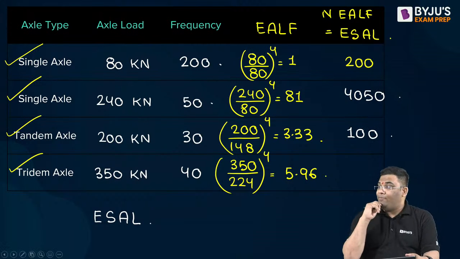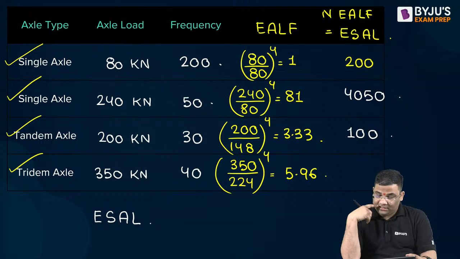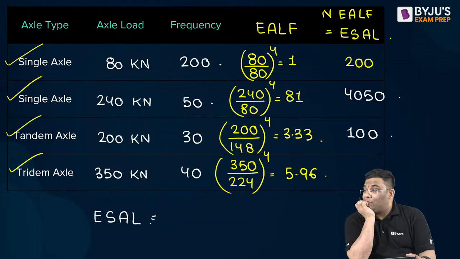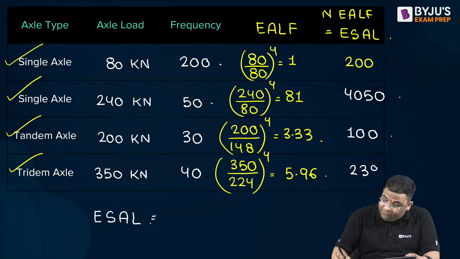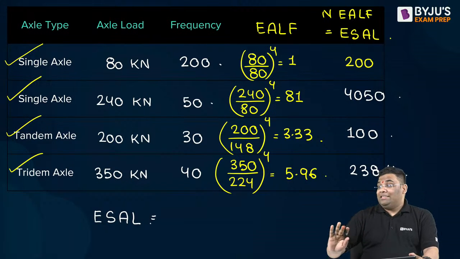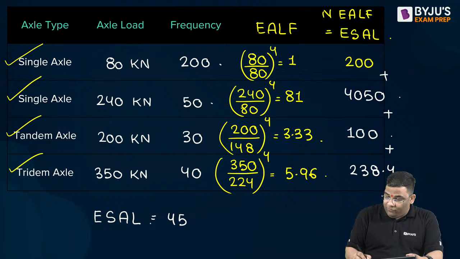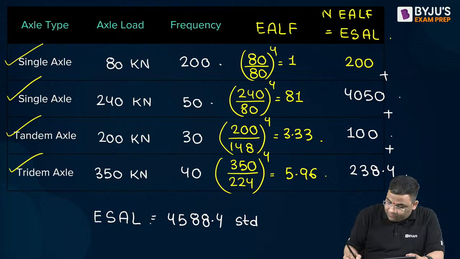Then the last one, 5.96 into 40. How much will I get? 238.4. Yes. Now, these are all the equivalent standard axle loads. So I will just add all of them to get the total. If I calculate the total, I am getting 4588.4 standard axles. This many standard axles we got.